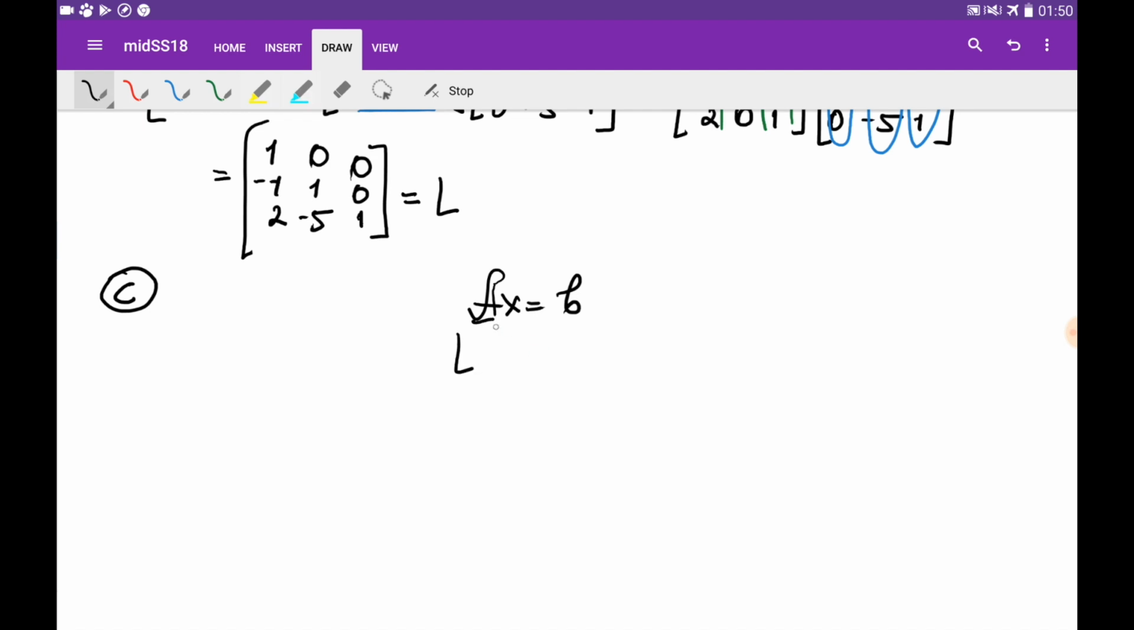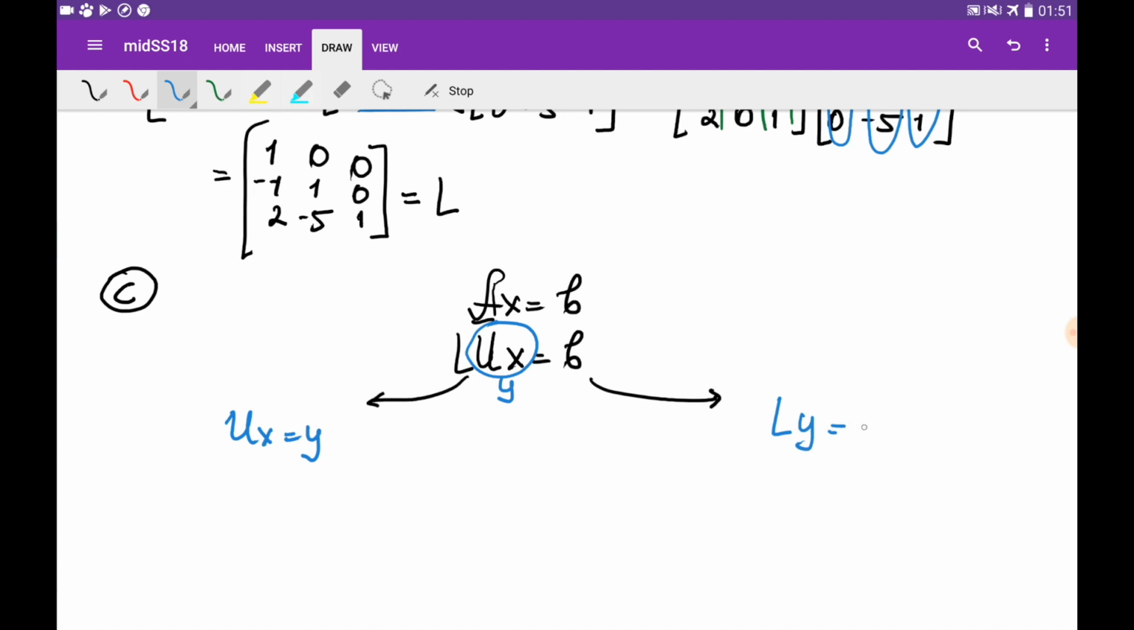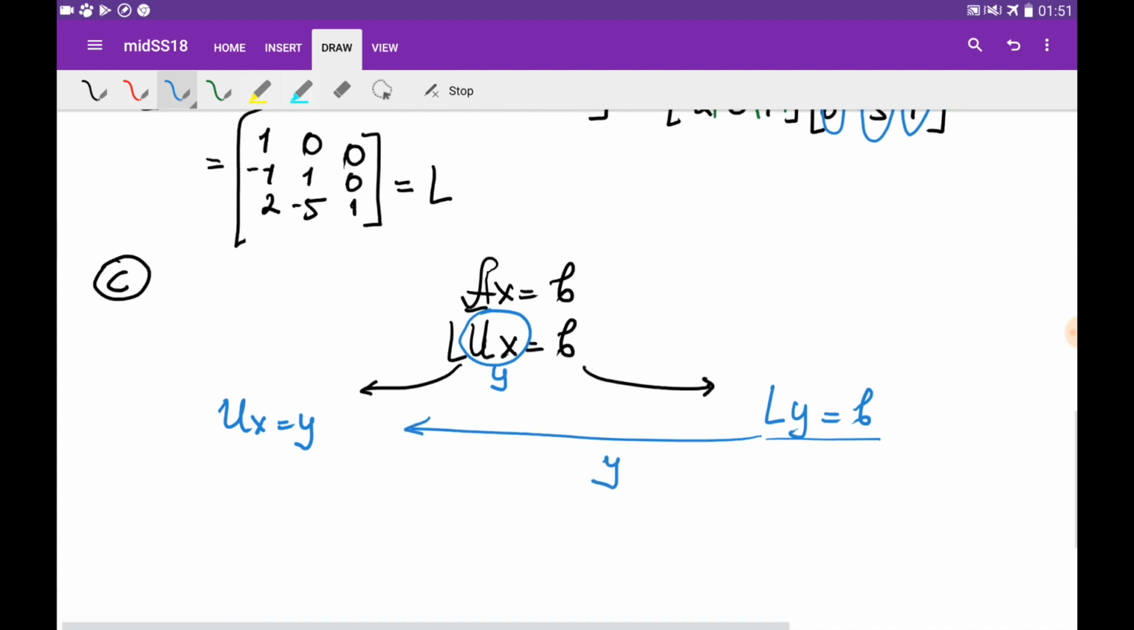We can first of all write down A as LU, so Ax = b, and we're going to split this system into two parts. If we denote Ux as y, the system becomes Ux = y, and the other system becomes Ly = b. So what we're going to do is solve the second system first, and substitute y into the first system, and we can obtain x.